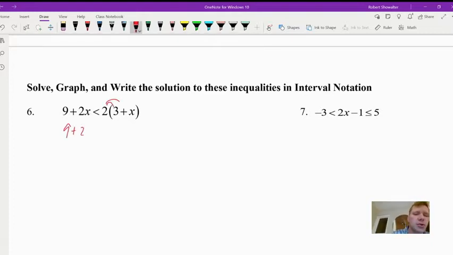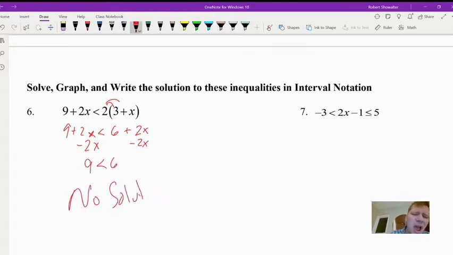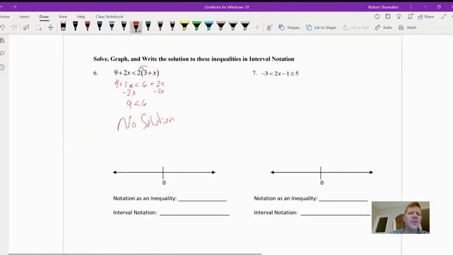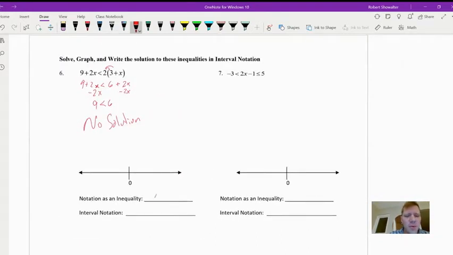Let's go on to solve, graph, and write the solution of these inequalities in interval notation. 9 plus 2x less than 6 plus 2x. We're going to minus 2x from both sides to get it to the left. 9 less than 6. That is not true. So we're going to call it no solution. What is the interval for no solution? For the inequality, we're going to say no solution. This we're not going to graph. And in interval notation, we're just going to use the empty set, nothing in there.